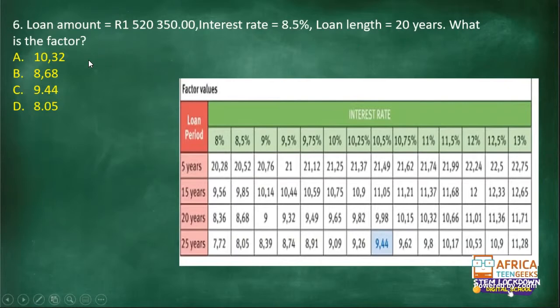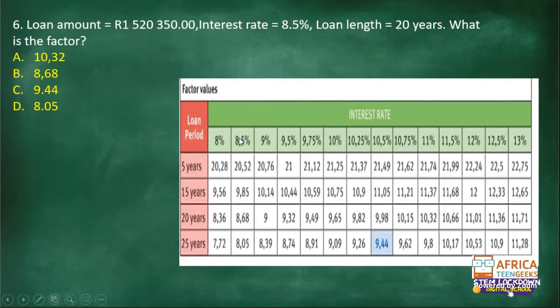Now, what is the factor value there? You can see that we have the loan amount of 1,520,350, and that is the amount. Remember the years. It's very important that we remember the years. This loan length is calculated over a period of 20 years. And of course, the interest is 8.5%.